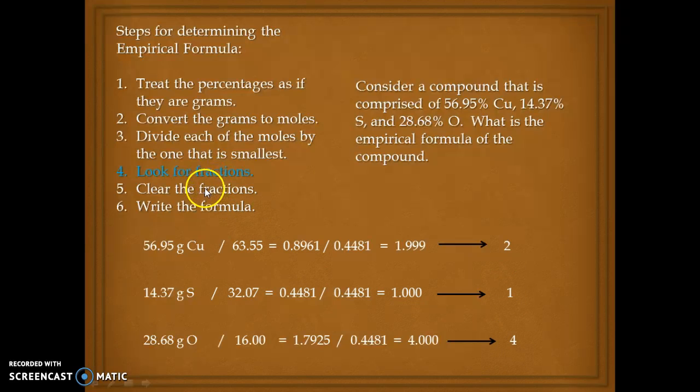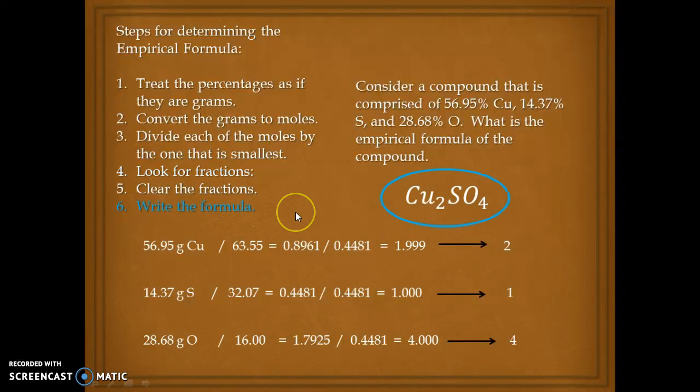So we don't have to clear any fractions, which means we can skip right ahead to the last step, step 6, and write our formula. To do that, we take the element and write the number that we found as its subscript. So this is Cu2SO4, and that compound would be copper(I) sulfate.